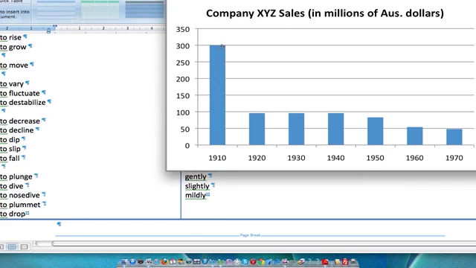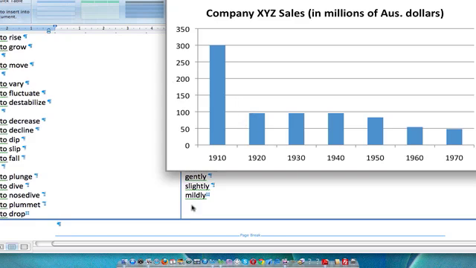So sales figures between 1910 and 1920 plummeted. That would be an accurate way to describe this portion of the graph. Or sales in 1910 were 300 million Australian dollars, and this figure plunged to 98 million Australian dollars in 1920.